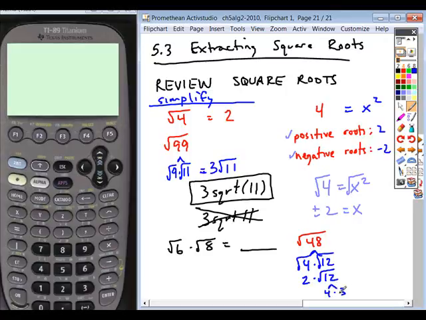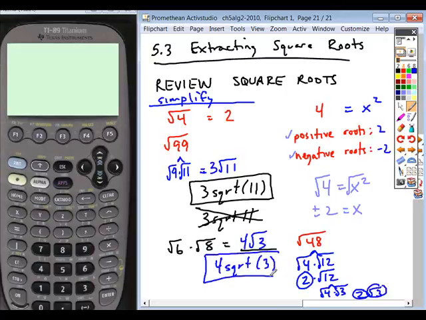4 times 3. Okay, so as we build this little factor tree here, we get the square root of 4. That comes out as a 2. Root 3. So really what we're looking at is 2 times 2, which is 4, and then the square root of 3. So if we were writing this out, 4 root 3 would be our answer.